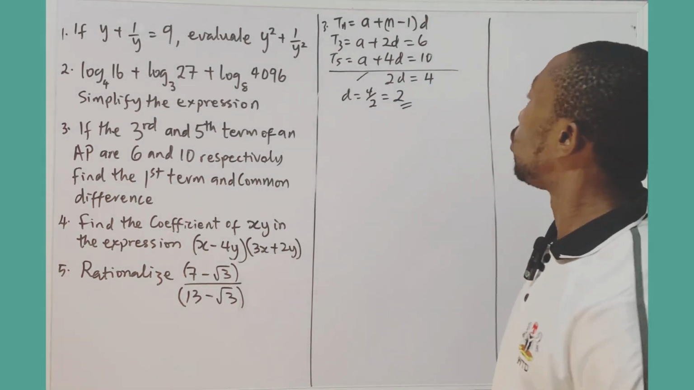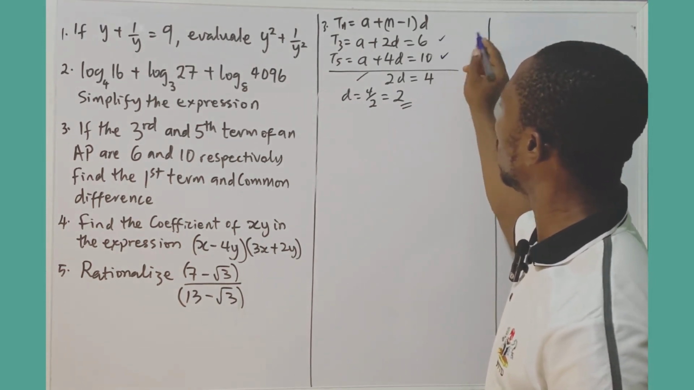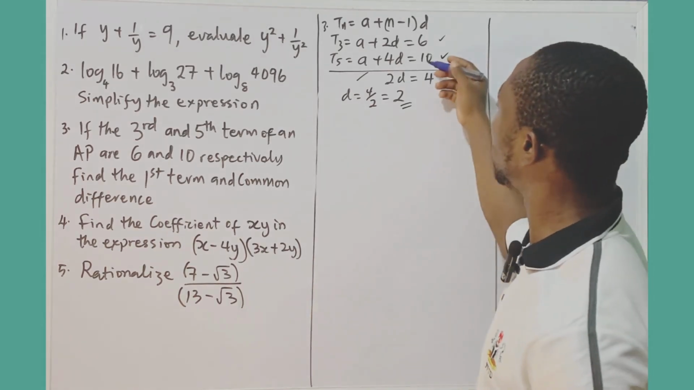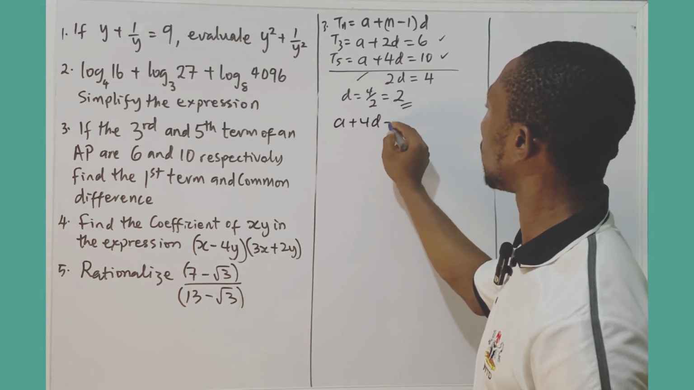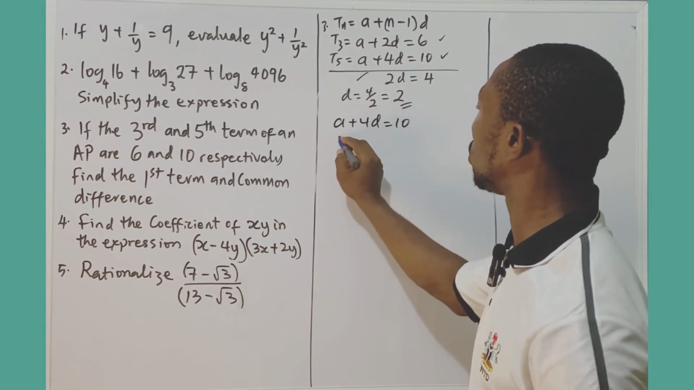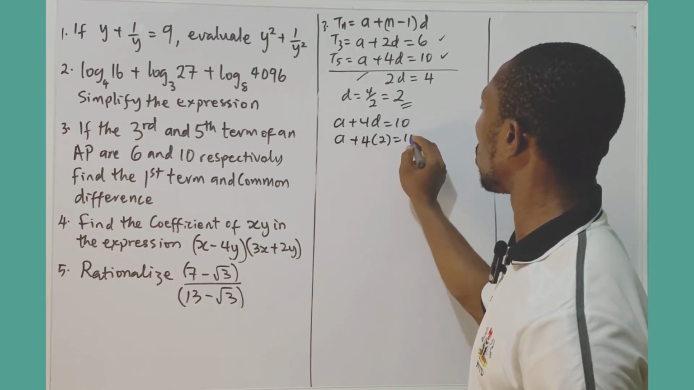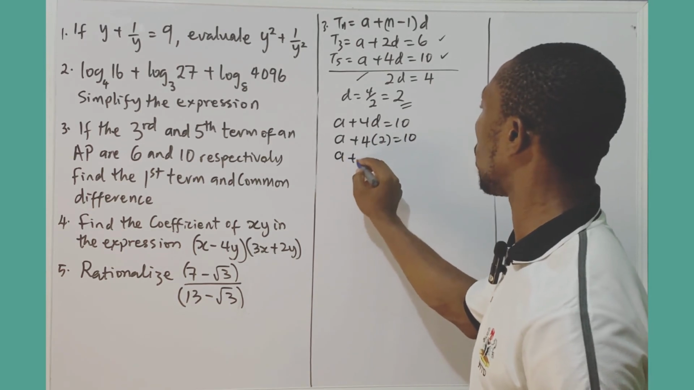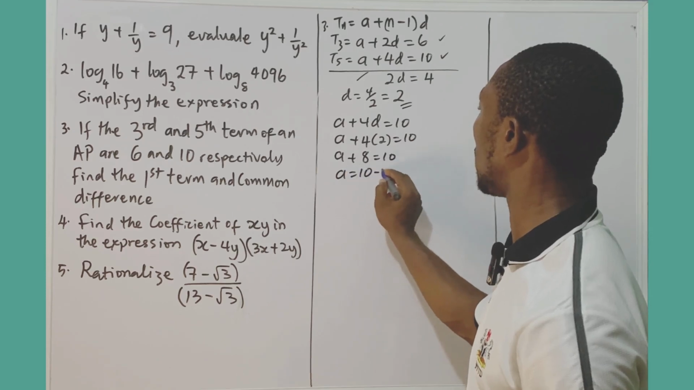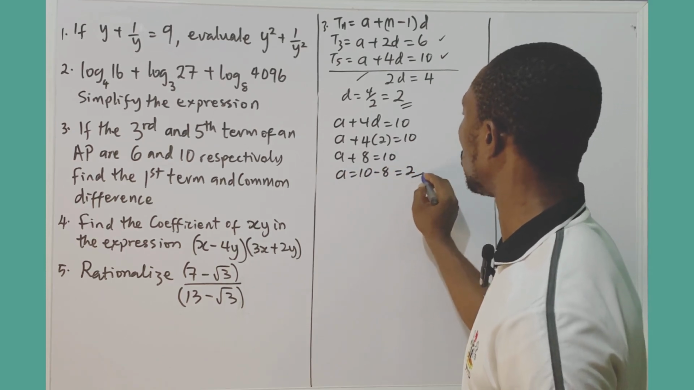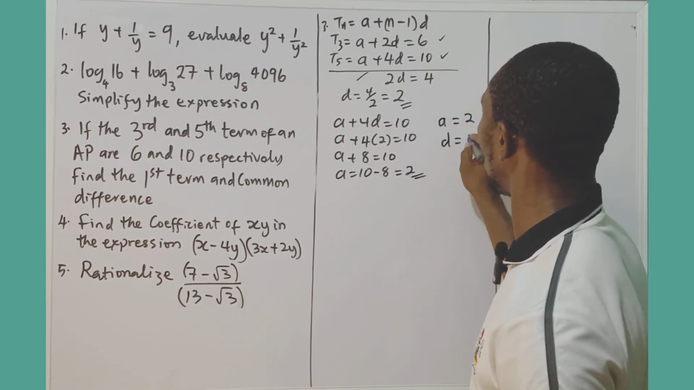Alright, now knowing that our common difference is 2, we can apply it into this or this. Now let's put it into this. Knowing that a plus 4d equals 10, this becomes a plus 4 bracket 2 equals 10, which gives us a plus 8 equals 10. So our a equals 10 minus 8, which gives us 2. So our a is 2 and our common difference is 2.